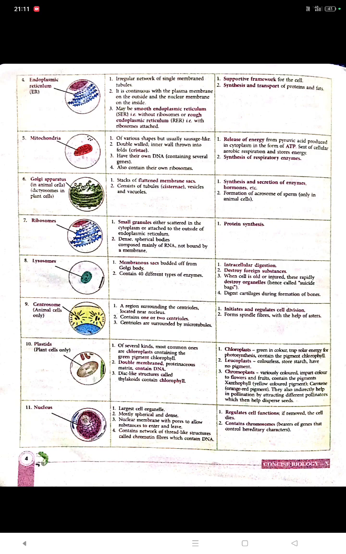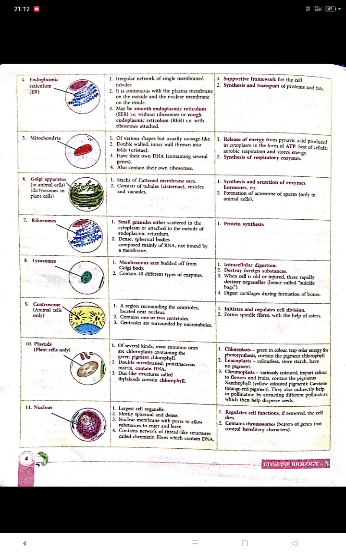Next, the Golgi apparatus. It is present in animal cells, and called dictyosomes in plant cells. Then what are the characteristics of a Golgi body? Stacks of flattened membrane sacs, consisting of tubules, vesicles, and vacuoles, cisternae. Okay. What are the functions? Synthesis and secretion of enzymes, production of enzymes and hormones, formation of the acrosome of a sperm.